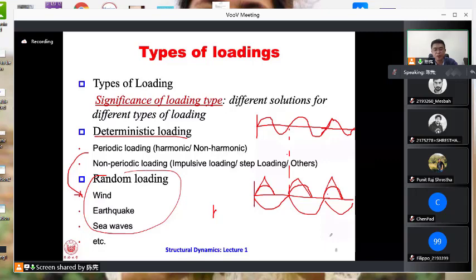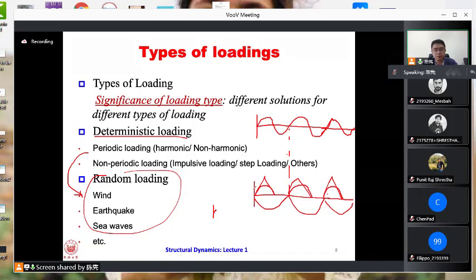Actually, I ask a question and I'm expecting an answer: give me an example of non-harmonic but periodic loading. I'll answer my question first. If you're jumping or walking on the floor or on a bridge, that is a periodic loading, but non-harmonic. When people jump, it's like this: jumping, jumping, jumping, and jumping. This is a periodic one, but non-harmonic.